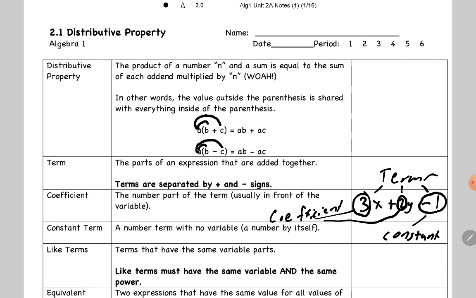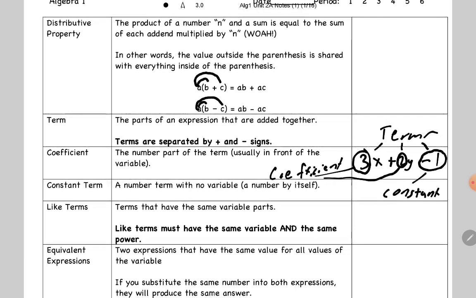And then like terms are terms that have the same variable parts. So these are like terms, like 3x plus 2x. They're like terms because they both involve just an x, right? And then this would be an example of not like terms: let's say 3x and 2y. These are not like terms because one's x, one's y.